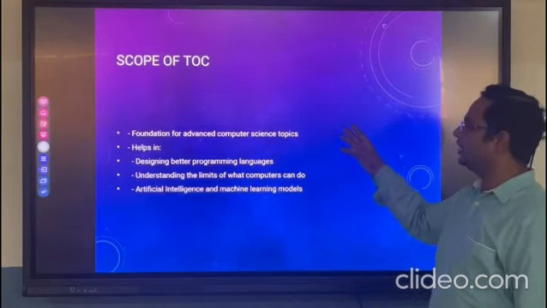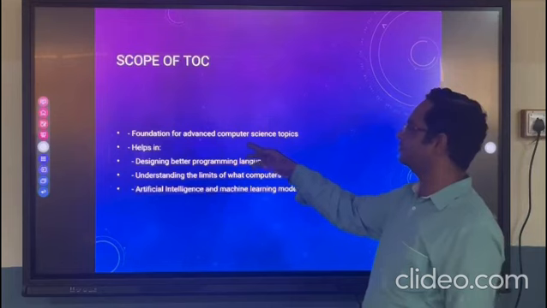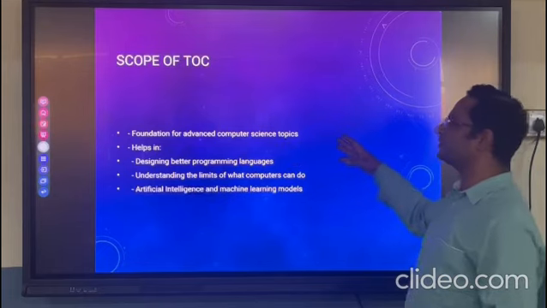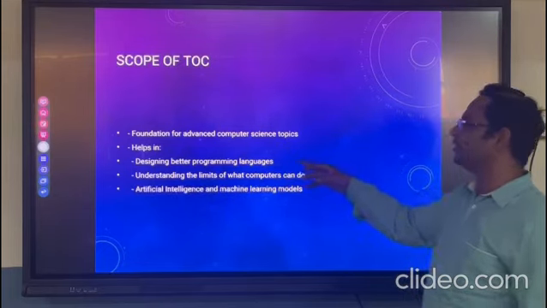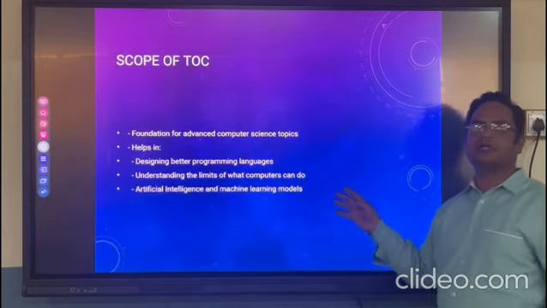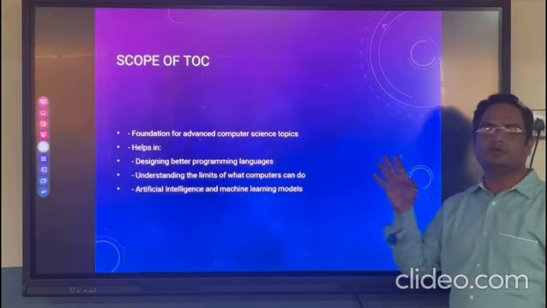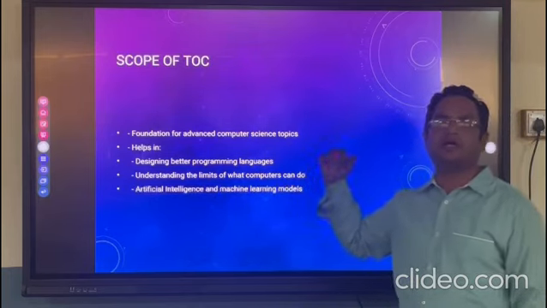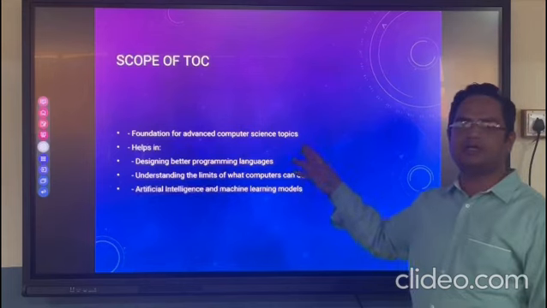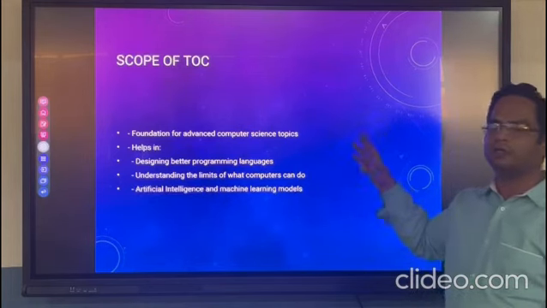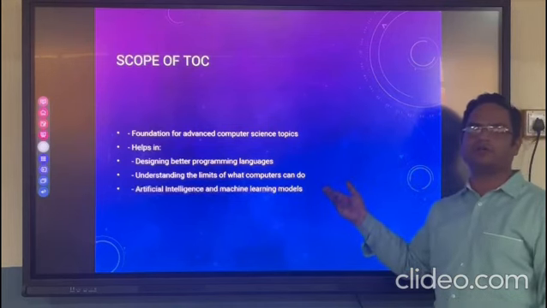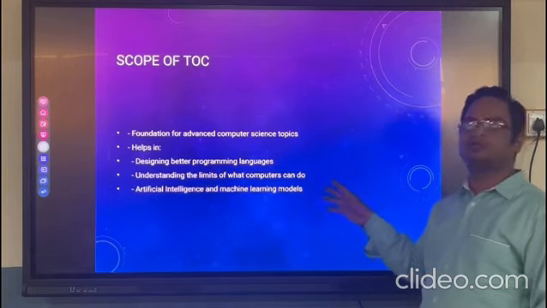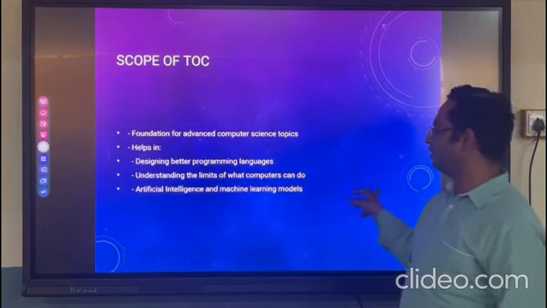Next is the scope of TOC, which describes the utility of TOC, the foundation of advanced computer science topics which help in designing better programming languages. It is basically used in the area where we study the scope of programming languages using natural language processing and regular and irregular languages. And we study here finite automata, deterministic finite automata and non-deterministic finite automata, and basically pushdown automata and Chomsky classifications are also used in this.